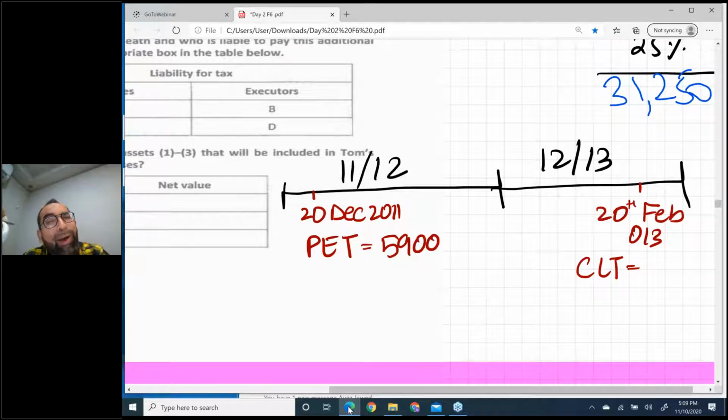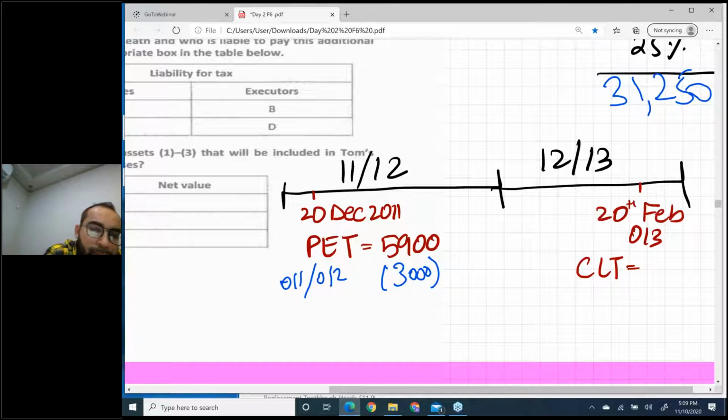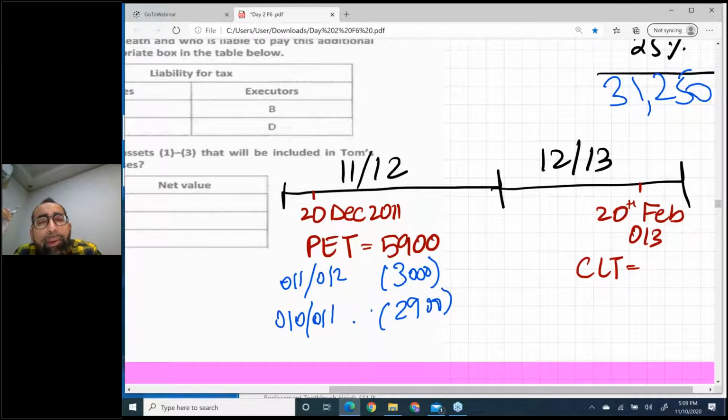But wait, how to use the annual exemption? I told you. You remember? Always use the current year first. So you will use the 11-12 annual exemption first, and then last year's annual exemption. So how much annual exemption do you need from last year? Only 2900. Now the student will ask one question, sir, what about this 100 annual exemption that is still left?